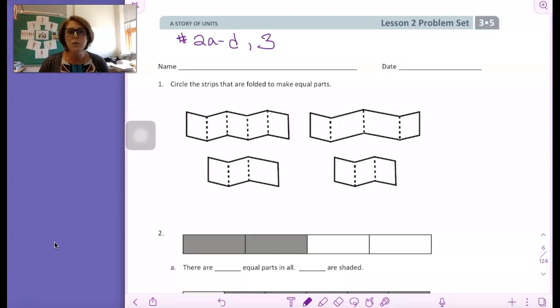So on lesson 2 problem set, make sure you have that out. We're actually going to look at number 1, even though I don't have that at the top. Number 1 says circle the strips that are folded to make equal parts. Go ahead and do that.